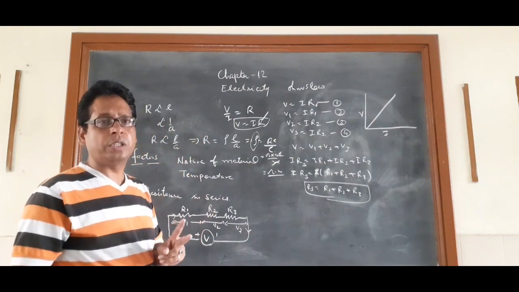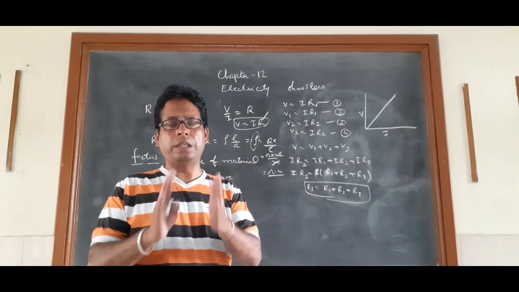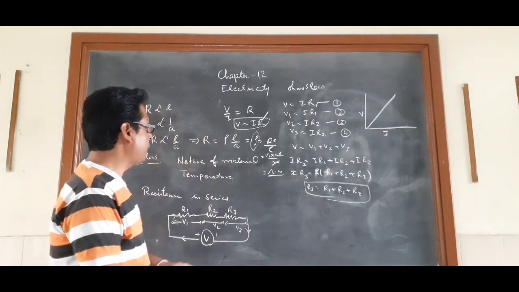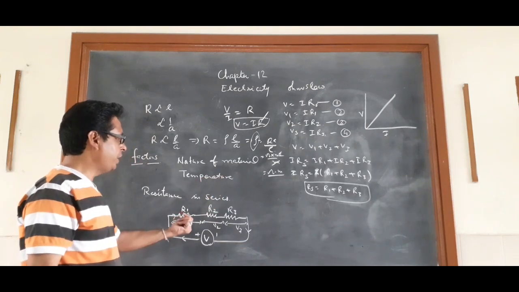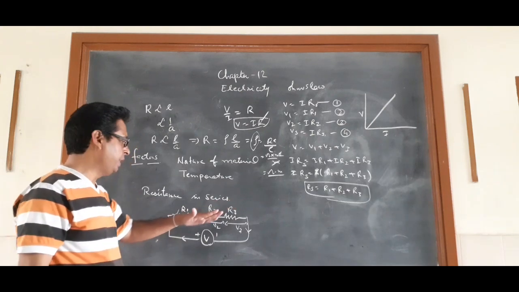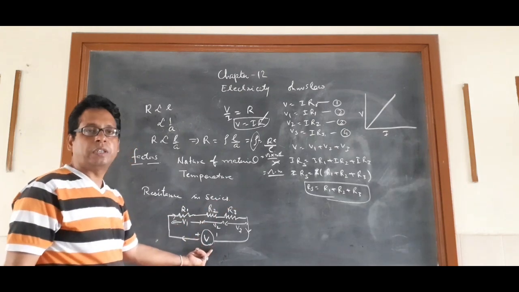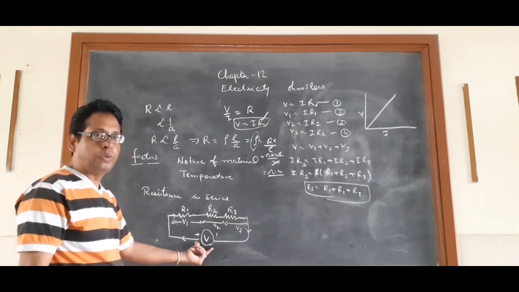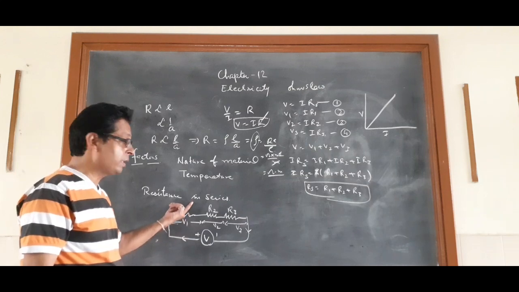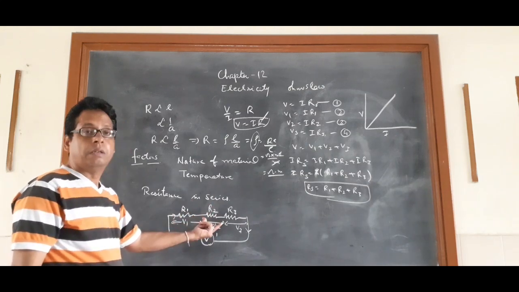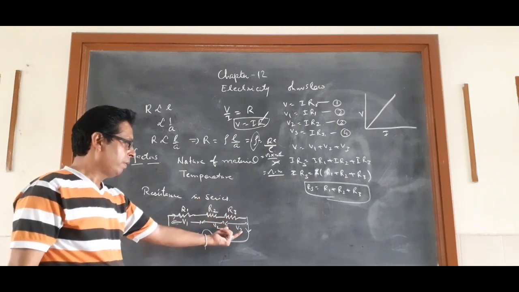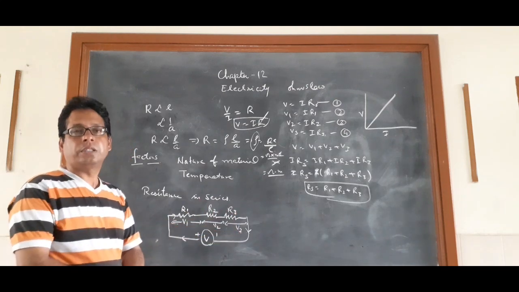There are two combinations. One is the series combination, and the second is the parallel combination. In the case of series combination, let us take three resistances R1, R2, R3 connected in series, and a common potential difference V is applied. V1 is the potential difference across the resistance R1, V2 is the potential difference across the resistance R2, and similarly V3 across the resistance R3.